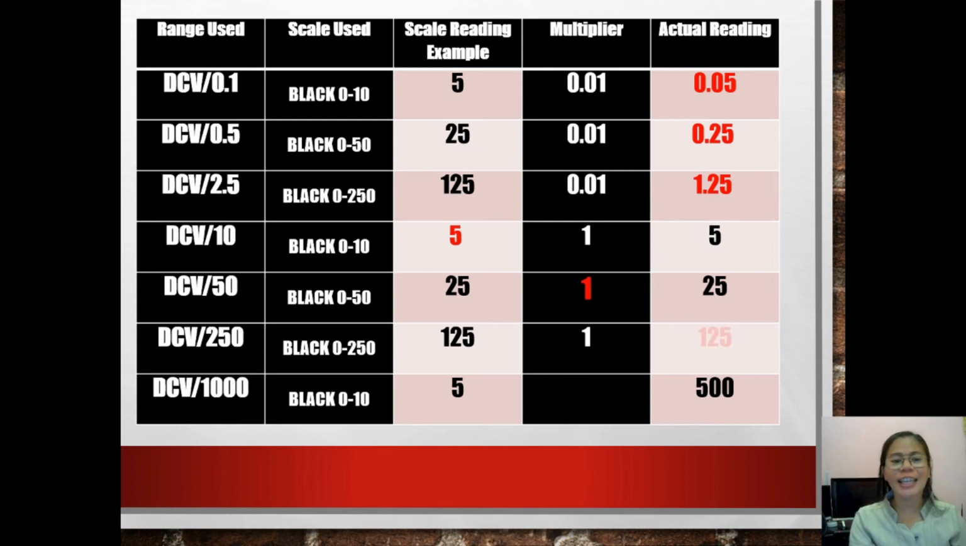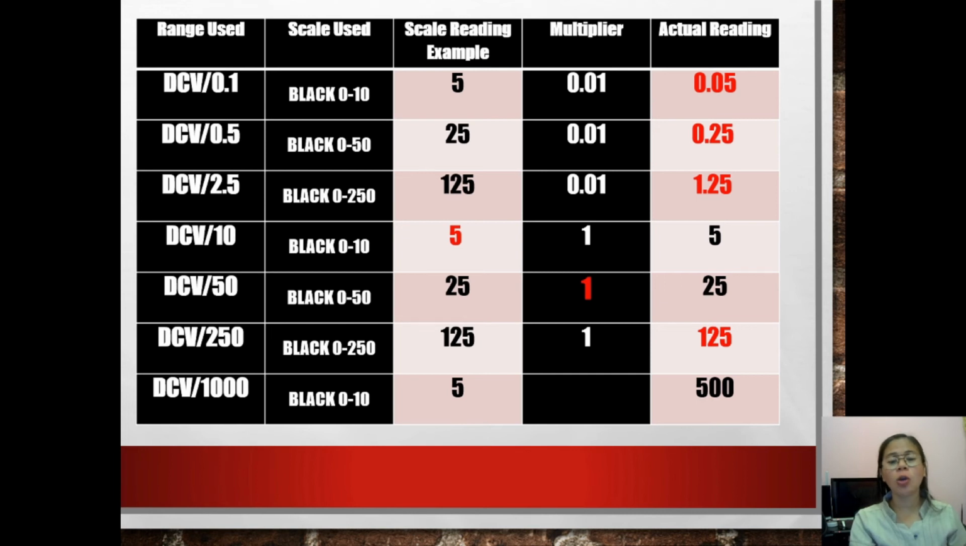Next is range of 250. The scale used is black 0 to 250. What do you think is the final actual reading if the example of the scale reading is 125 multiplied by 1? Very good. It is 125. Correct. The final range is 1000.